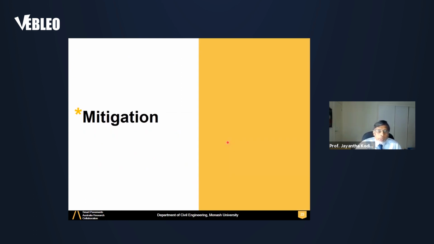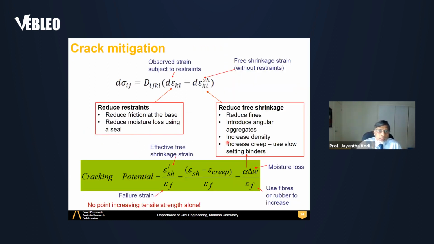Mitigation. How do you mitigate desiccation cracking? So I will use the equation I presented earlier. The increment in tensile stress is a function of modulus times the effective strain. Effective strain is observed strain minus free shrinkage strain at the same conditions. So in order to reduce cracking, you want to reduce free shrinkage.